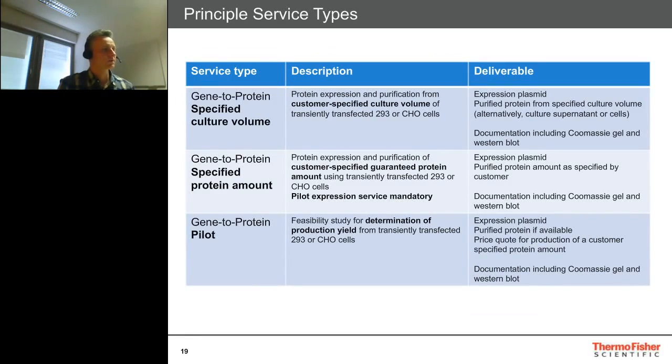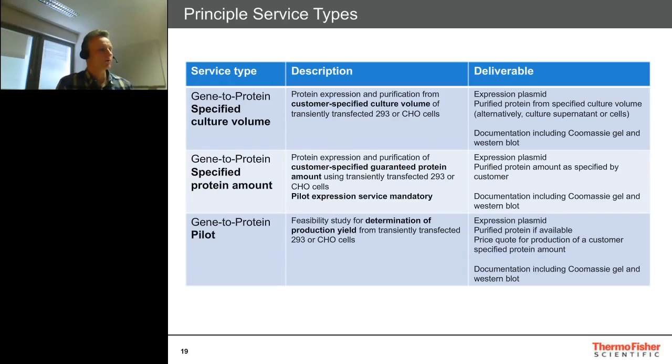The first type is that you specify the culture volume that you want us to express and purify. And you can specify the cells, CHO or 293 cells, and the deliverable will be the expression plasmid, obviously, and the purified protein from the culture volume that you wanted us to purify your protein from, and the documentation including Coomassie gel and Western blot.